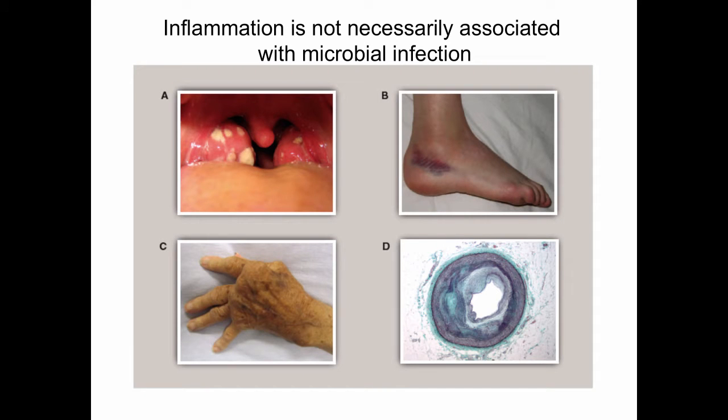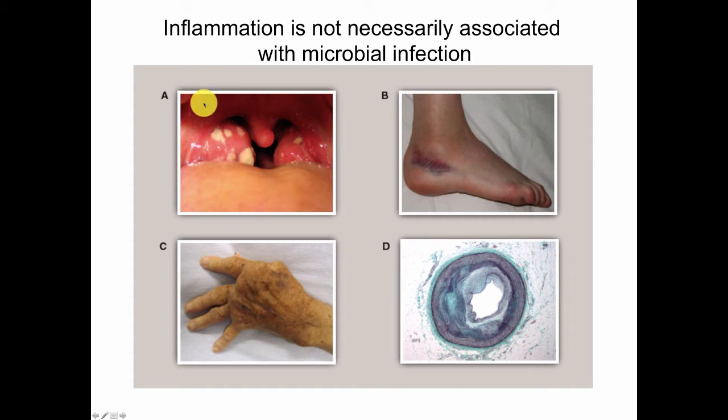The other thing I just wanted to mention, if you think about this, is that we have inflammation that's not always associated with microbial infection. And so here is a picture of different types of inflammatory lesions. So this first one may be recognizable. This is a tonsil associated with somebody that has a streptococcal infection or strep throat. And so this is obviously associated with microbial infection.